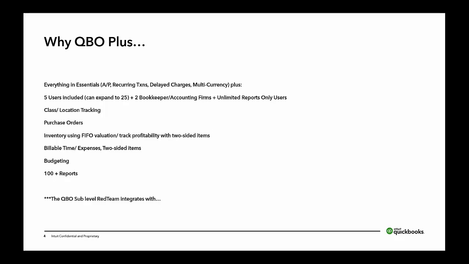But really for two-sided, or you might know them as double-sided items, pass-through time, material, expense, and profitability by project or sub-customer, as well as budgets, that's all at the Plus level. So Essentials would not have that. In Essentials, you start with accounts payable tracking, recurring transactions, and a few other things, multi-currency. But Plus is, I think, really what you need if you're used to Pro.